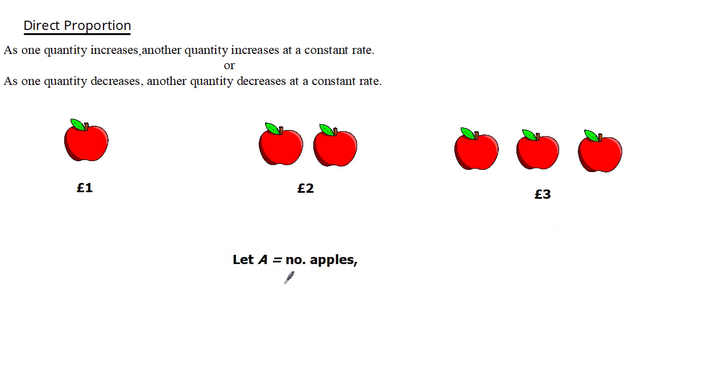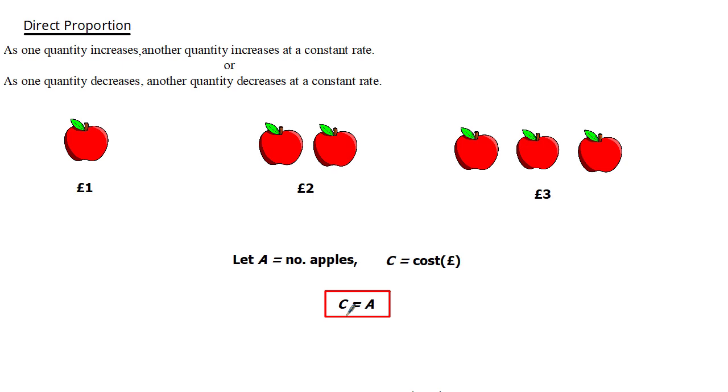Well, if we let A be equal to the number of apples and C be equal to the cost of apples in pounds, well then we can use the formula C is equal to A to describe the relationship. And that's because in this scenario, the number of apples is exactly equal to the cost of apples in pounds.